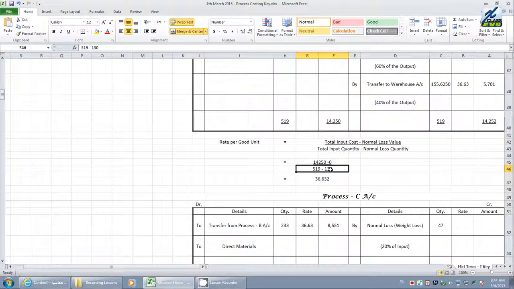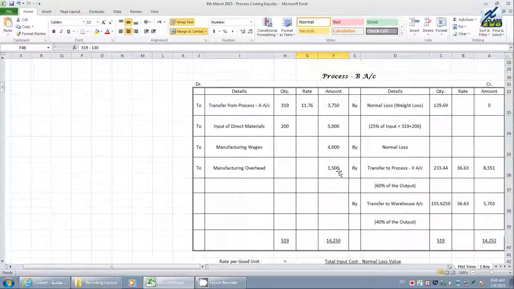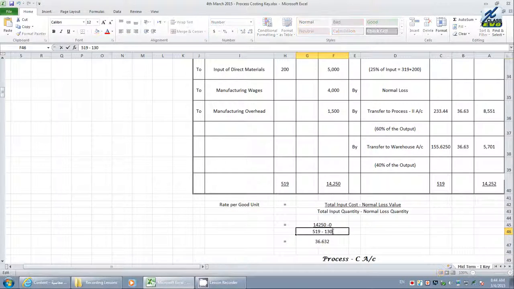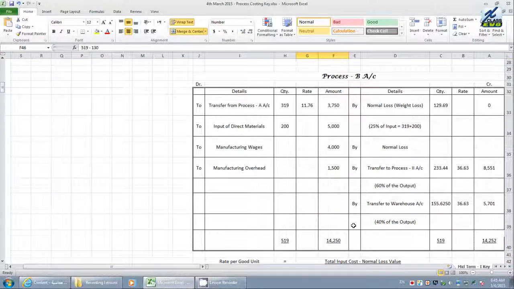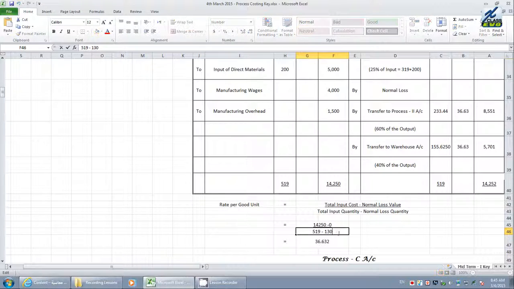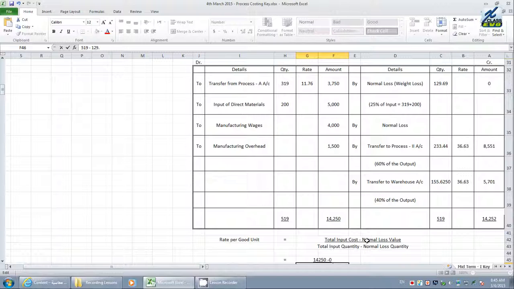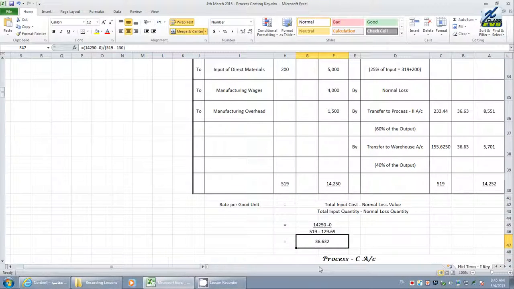Actually, it is not 130 here. We have to take the same value as it is. I can take the reference. Okay, it is now 129.69. Therefore, here also, rather than taking direct values, I'll take the values as a reference. Therefore, you will be getting the correct values.